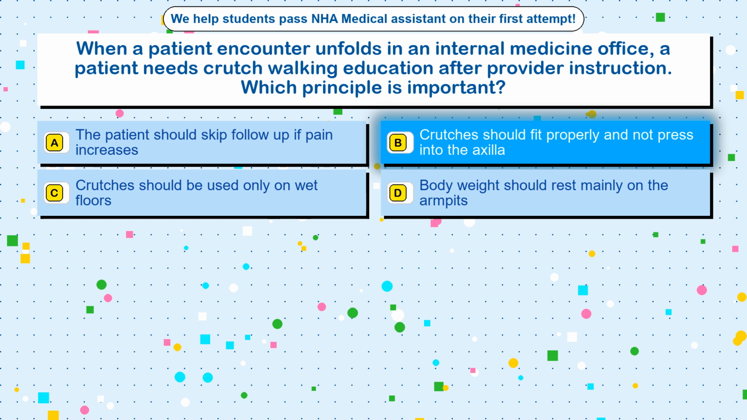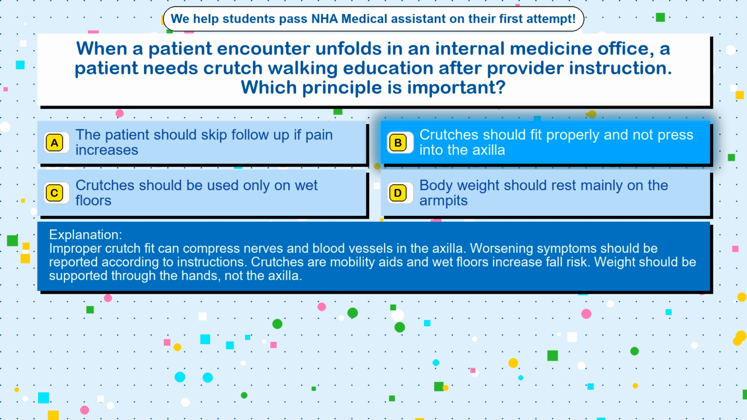The correct answer is option B, crutches should fit properly and not press into the axilla. Improper crutch fit can compress nerves and blood vessels in the axilla. Worsening symptoms should be reported according to instructions. Crutches are mobility aids and wet floors increase fall risk. Weight should be supported through the hands, not the axilla.